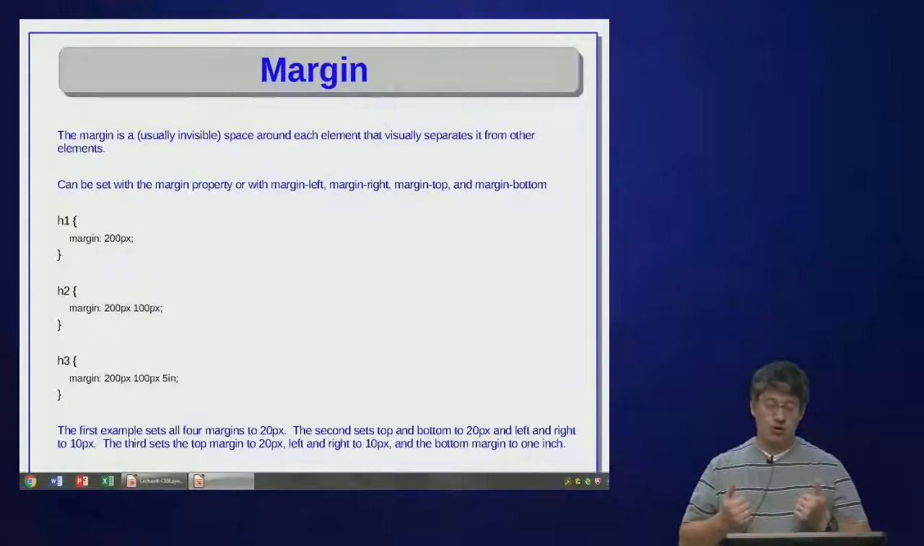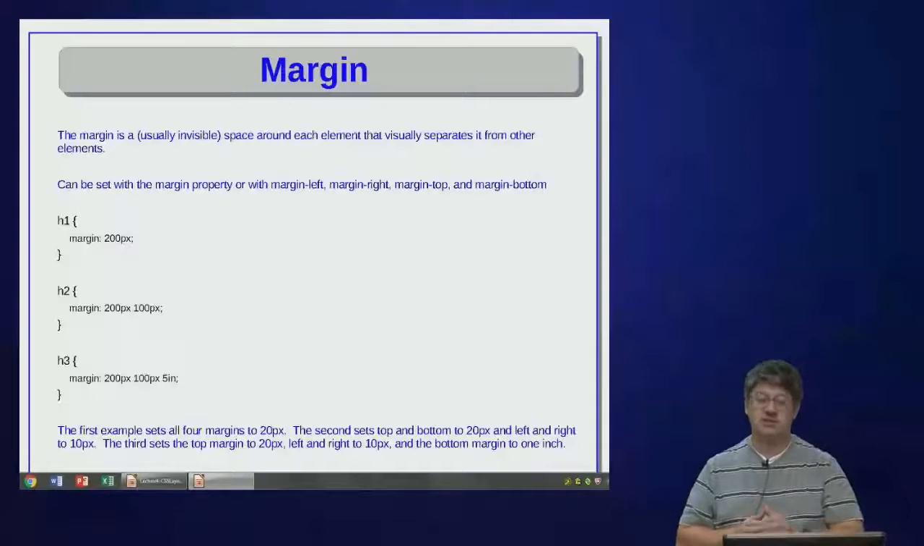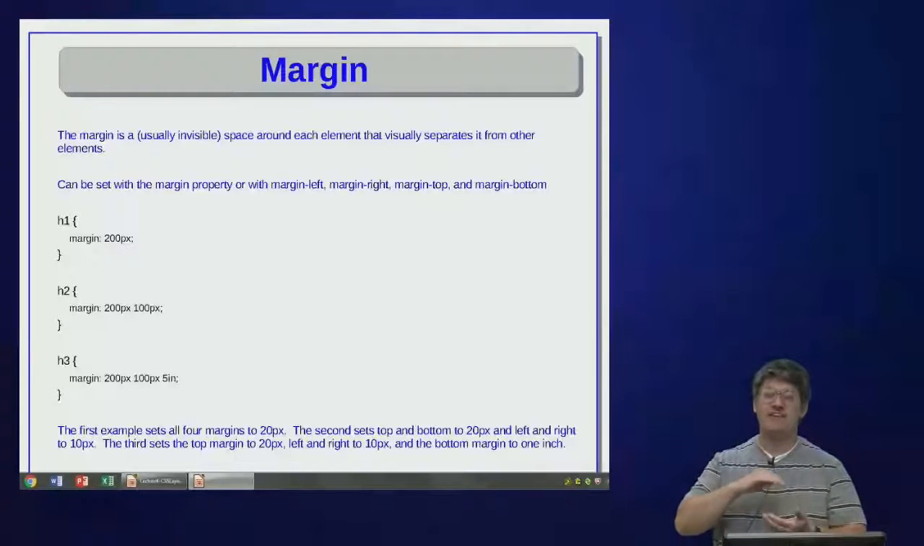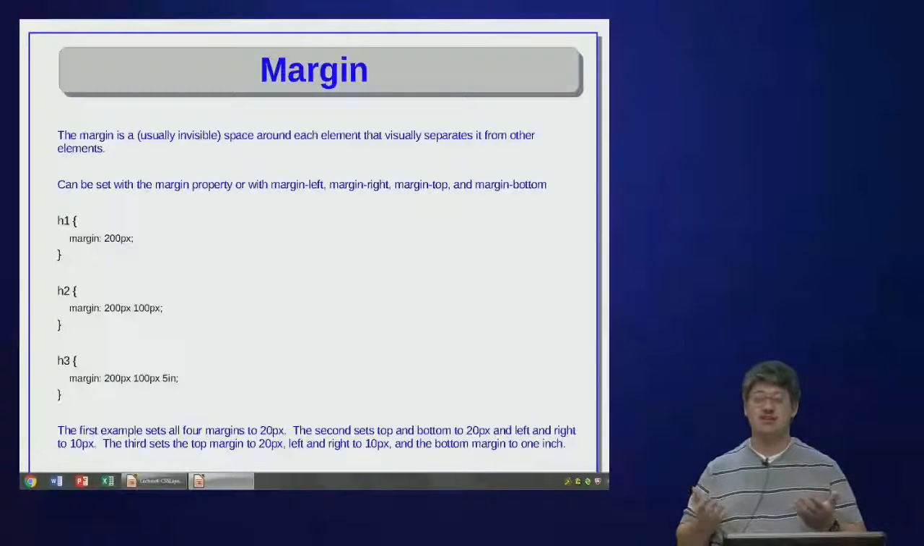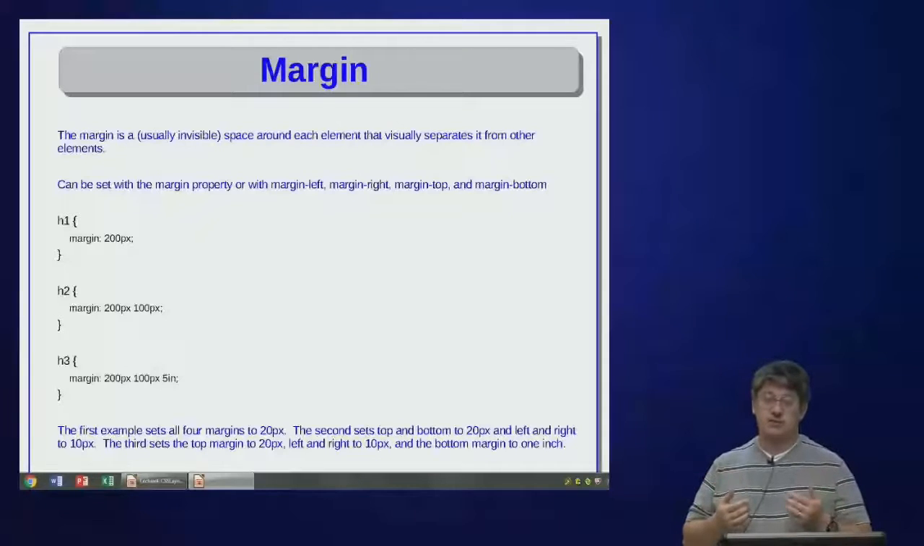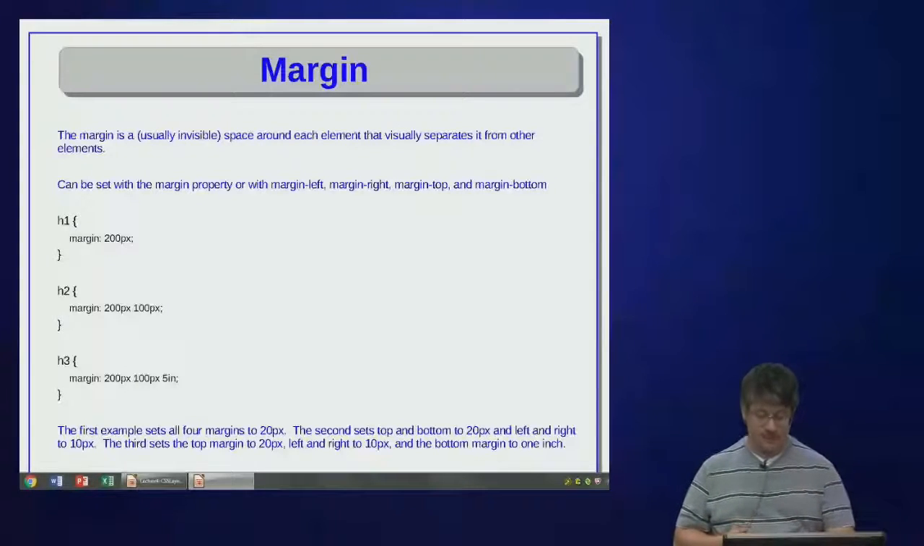My third rule has 3 dimensions, and it's applied to H3 tags, and it says that the top margin will be 200 pixels, the left and right margins will be 100 pixels, but the bottom margin will be 5 inches. Notice that I can use different dimensions here for the margin. I'm not limited to just pixels. I can use pixels, or inches, or percent of the container, percent of the width or height of the container. I can use lots of units that we talked about last lecture.